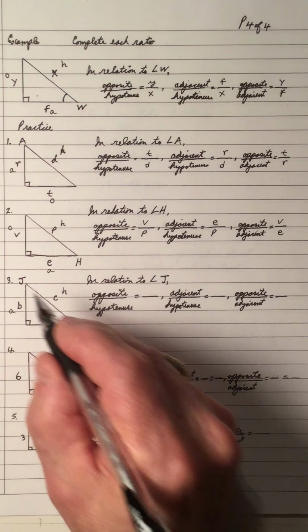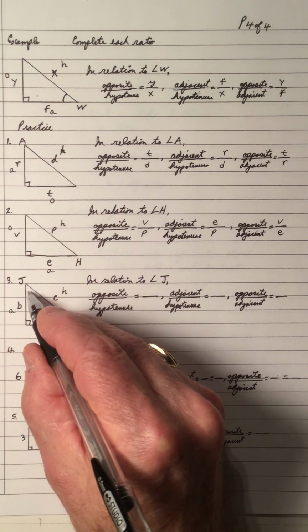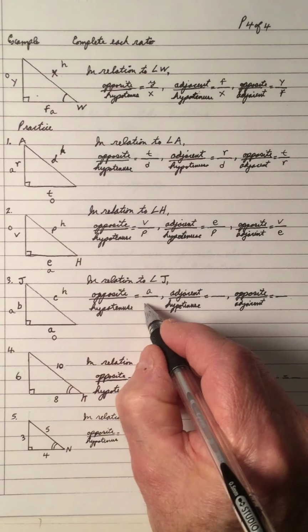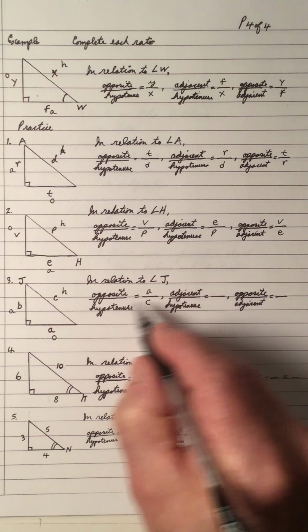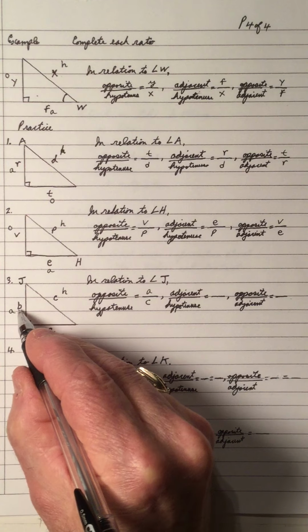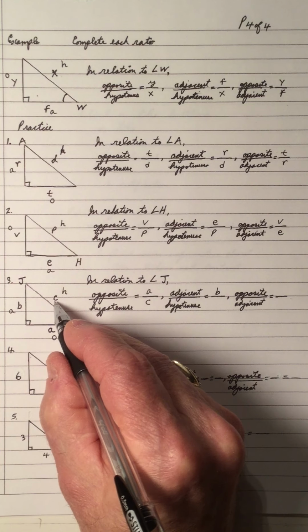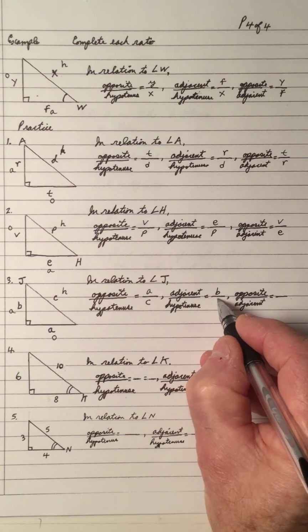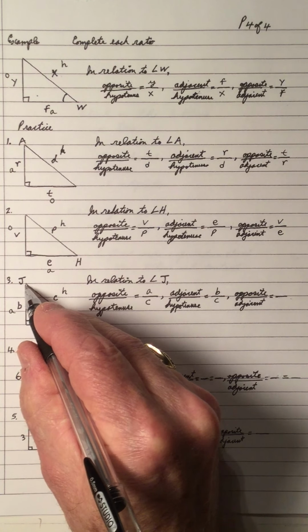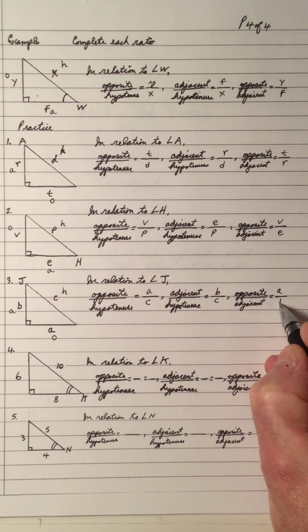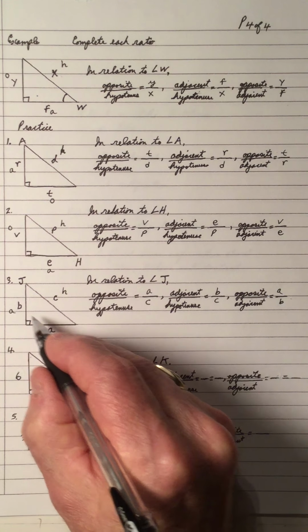So it's angle J. So in relation to angle J, opposite is the A over the hypotenuse C. In relation to angle J, the adjacent is the B over hypotenuse C. In relation to angle J, opposite is A over adjacent, opposite over adjacent.